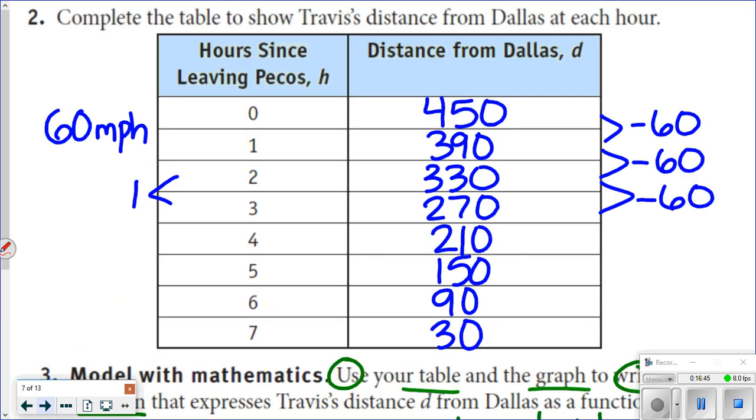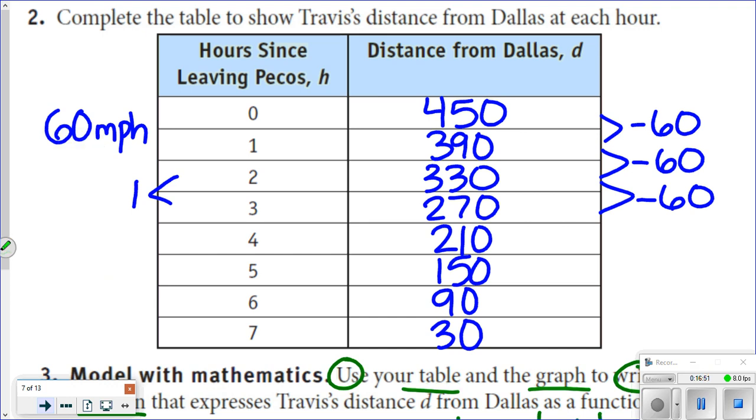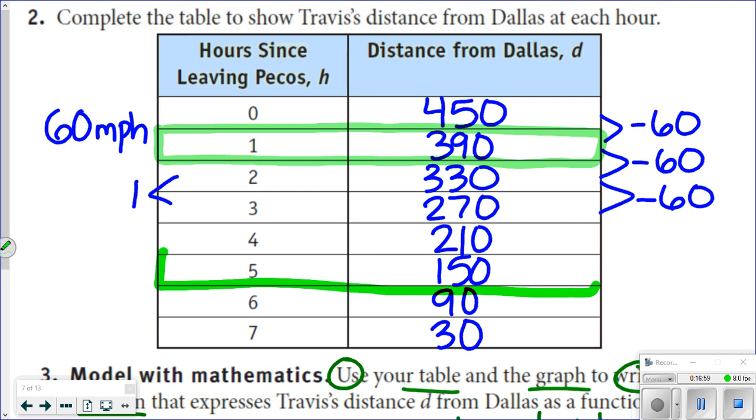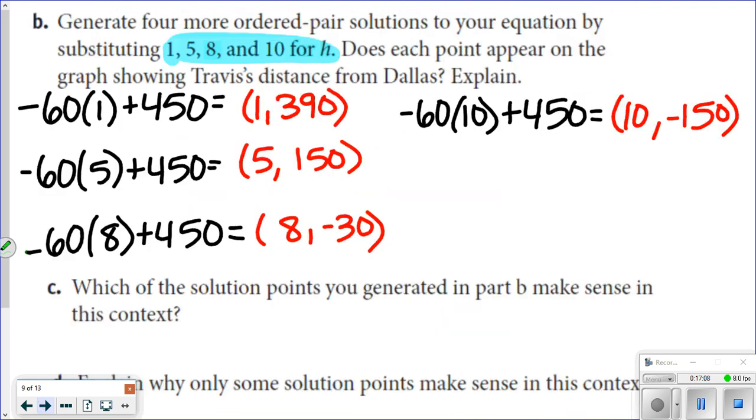Let's look at the table just to double check. I have 1 and 390 right here. That was the ordered pair that we got. And 5, 150 right here. I do not see 8, negative 30, and 10, negative 150. So to answer question B, does each point appear on the graph? The answer here is no.